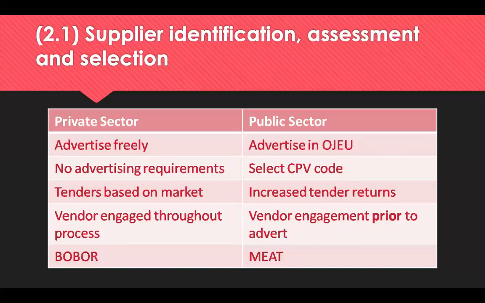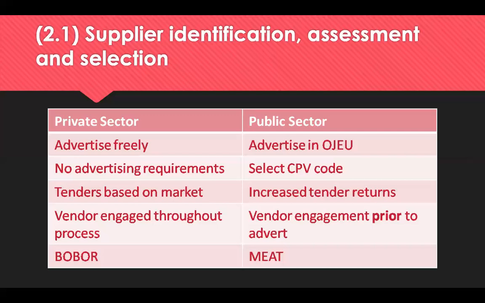Now, in the private sector, there's a number of tender returns, and they'll be based on the market in which the buyer advertises them. But in the public sector, the process can result in a high number of tender returns, especially in areas where there is a high number of suppliers. In the private sector, this could be having meetings and negotiations that take place throughout the process. And the public sector are able to undertake vendor management events, but only prior to a contract being advertised.